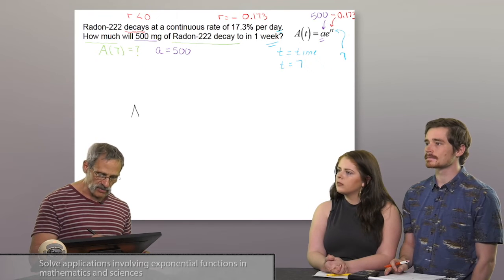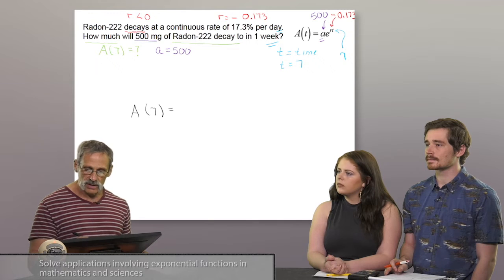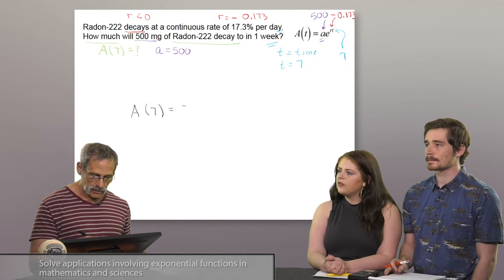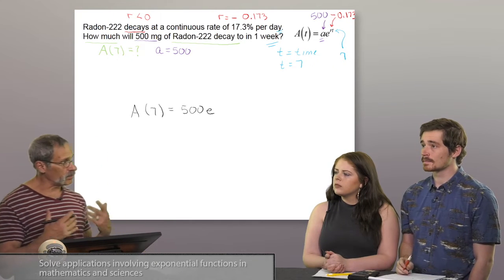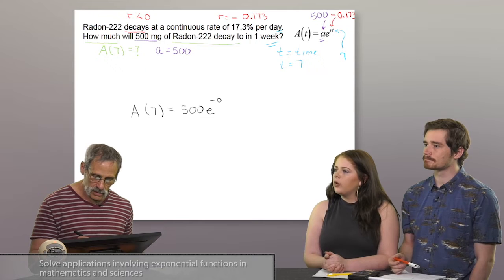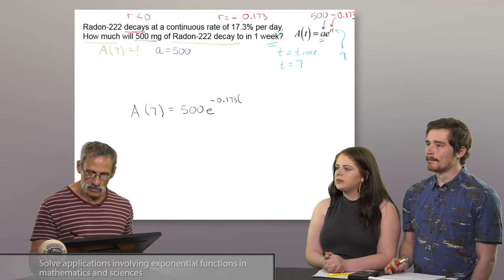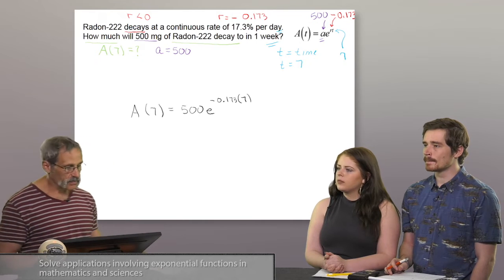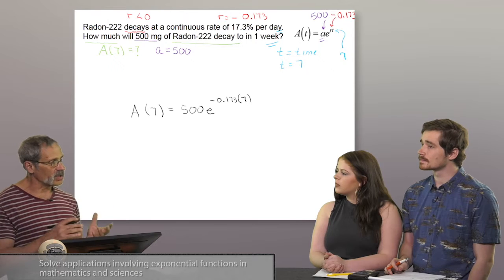We have a of 7, that's what we're looking for. The amount after 7 days, which is 1 week, is equal to little a, which is 500. Good. Times e to the r, and that's really your base. So that's e to the negative 0.173. Good. And in the exponent times 7. Now you're going to get a number here that's going to be irrational, so we're going to have to round it.